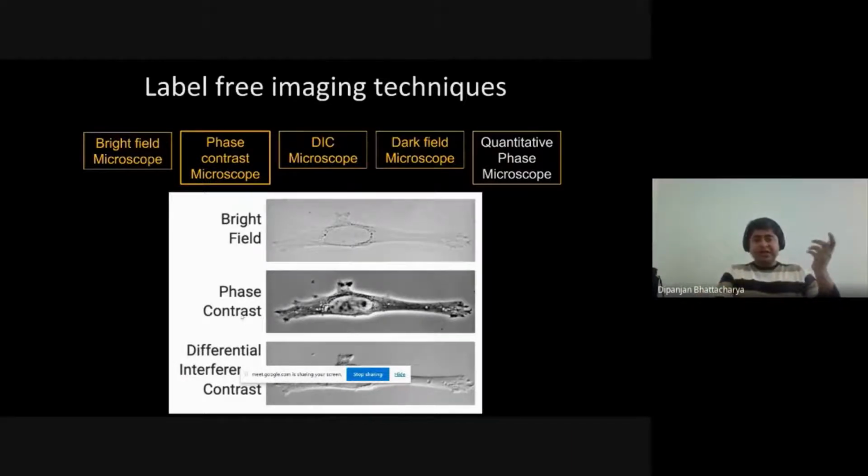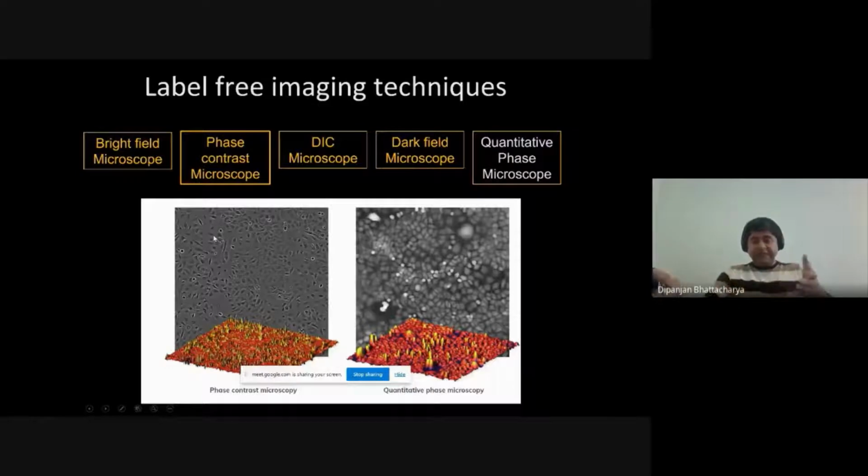So the majority of label-free techniques use contrast enhancement methods. From bright field, it goes to phase contrast, DIC, or dark field microscopy. And there are techniques like quantitative phase microscopy, so a huge broad range of label-free techniques are coming up. I won't talk about these in detail in this course, but you should know. The image on the left side is a phase contrast image where you enhance the contrast and you can see the edges of the cell and understand where things are located. But this brightness doesn't have any meaning. It is just giving you contrast.